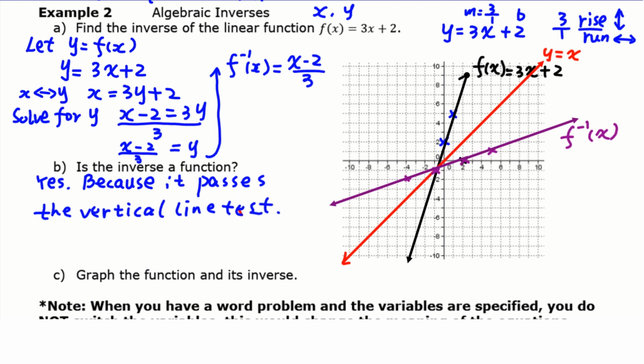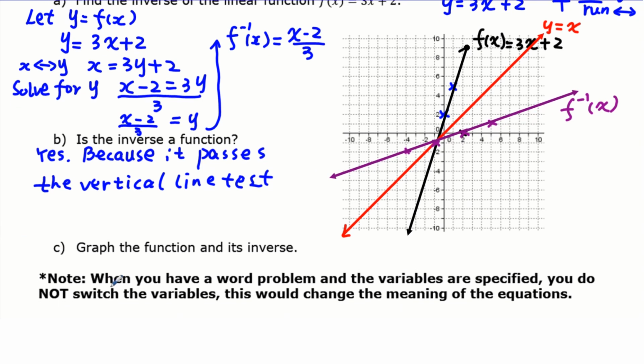Each time there's only one point of intersection. So one point of intersection each time you move this line left and right, you have only one point of intersection. Then this is a function. So we have graphed the function and the inverse function already. So now we have done how to algebraically find the inverse of a function.